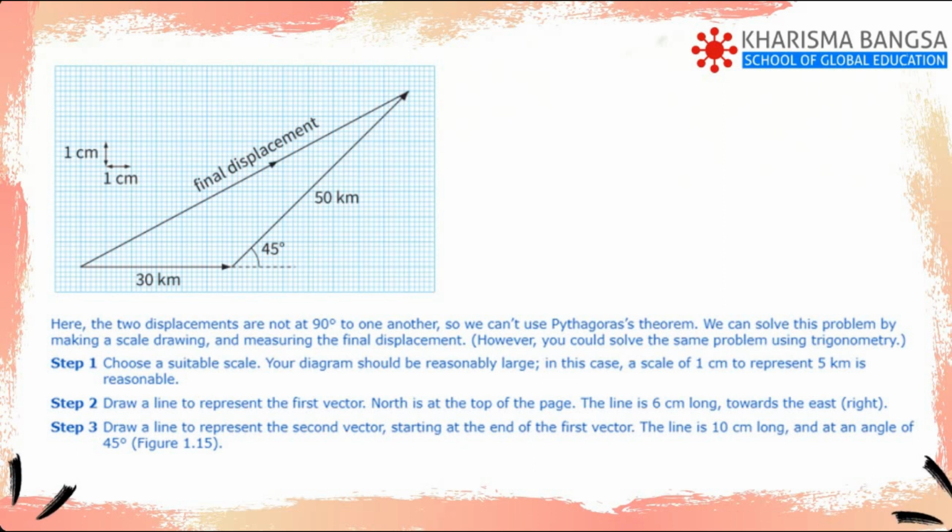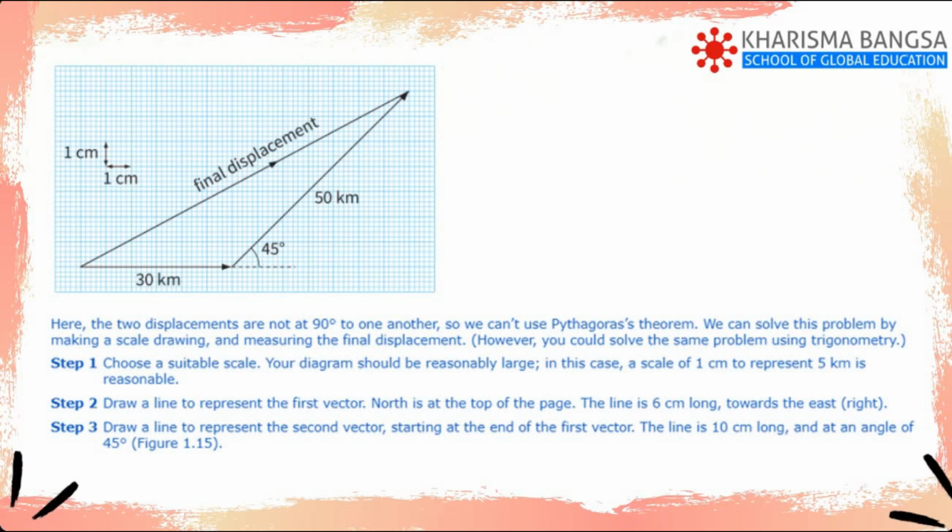After you choose the scale, you need to draw a line to represent the first vector. North is at the top of the page. In this picture, the line is 6 centimeters long. Based on the scale, it is 30 kilometers towards the east. After that, you need to draw a line to represent the second vector, starting at the end of the first vector. Here, the line is 10 centimeters long and at an angle of 45 degrees. As information, the 10 centimeters in the picture represent the 50 kilometers, based on the scale.